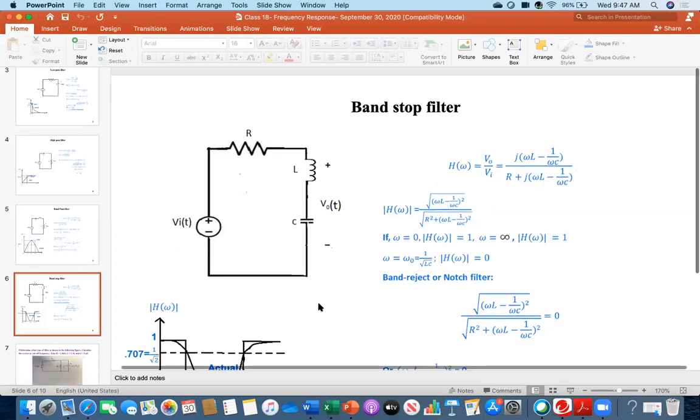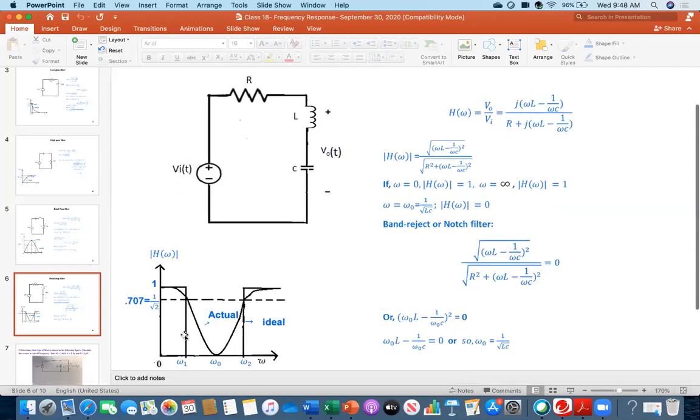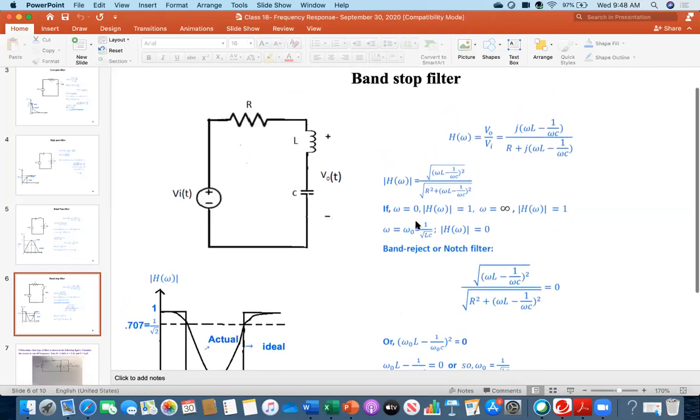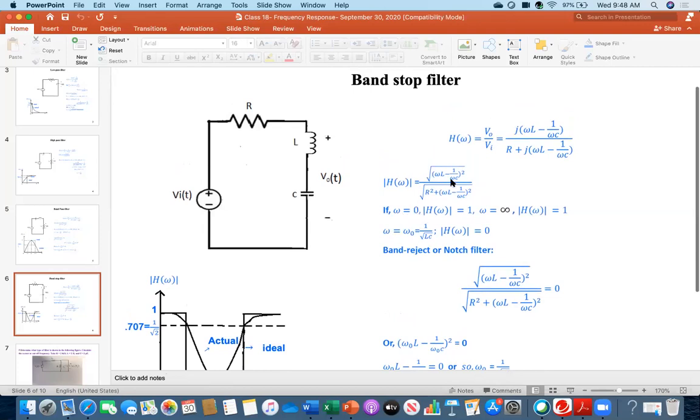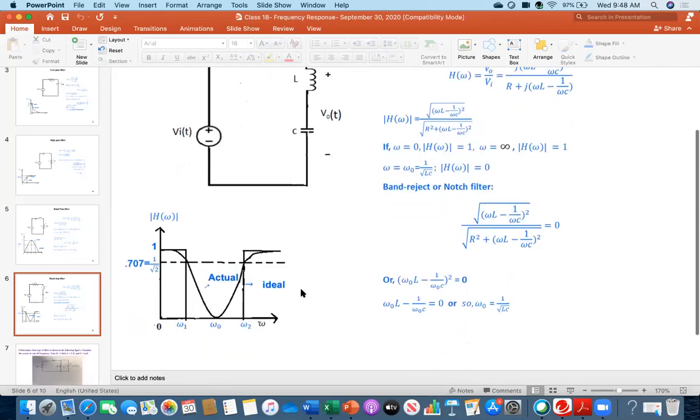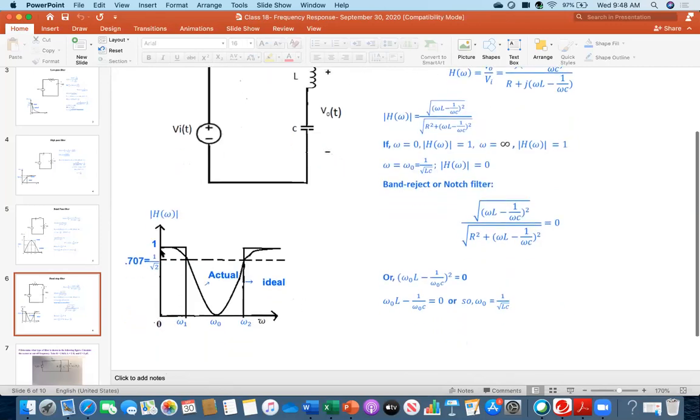And now, similar to the other filters, you plot those points: what is the value at 0, what is it at infinity, and what is the value at omega naught. Everybody look, you put omega equal to 0. The numerator becomes infinity, because 1 over 0 is infinity, and the denominator will also be infinity. So infinity over infinity, the value will be 1. That's why at the 0 point you are getting value 1.